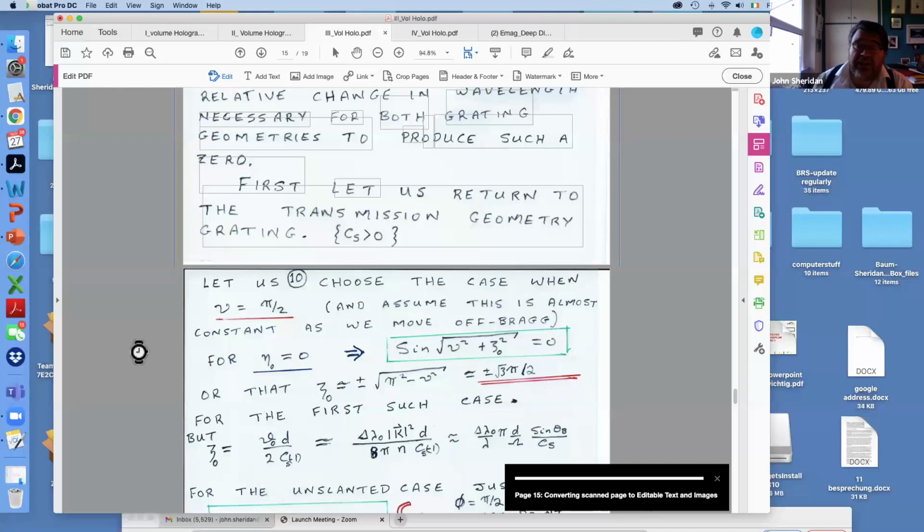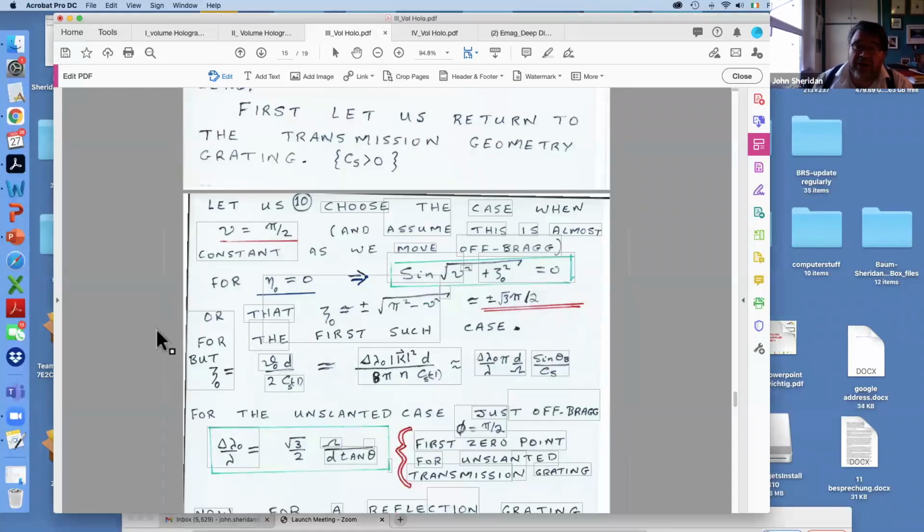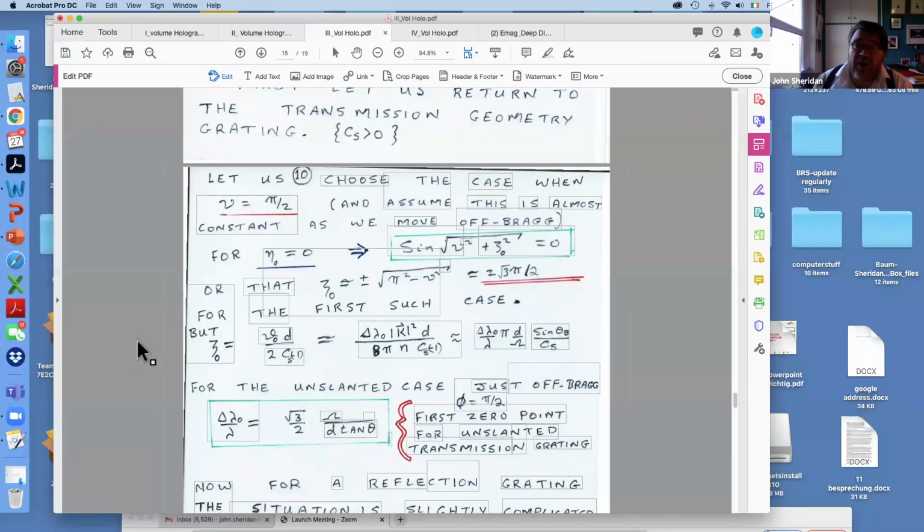So we choose the case when the grating strength is pi/2, which means we have, for the transmission case, 100% diffraction efficiency. And we assume this is almost constant as we move off Bragg. So we have a diffraction efficiency on Bragg. Now we move off Bragg. And what's going to happen? Well, eventually we're going to reach a point where we have zero diffraction efficiency, and that would correspond to the first null in our grating case.